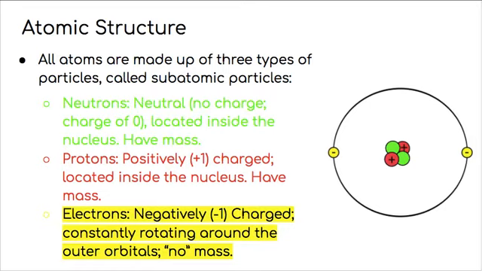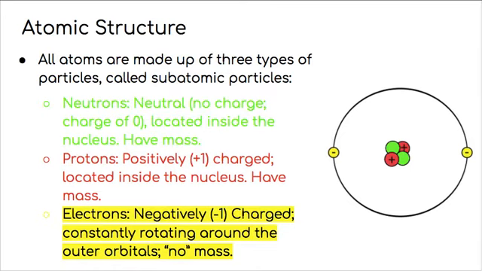And inside of those regions, we find three different types of particles that make up all atoms. We call these subatomic particles. Sub meaning under, atomic referencing atoms. So these are even smaller particles that make up all atoms.